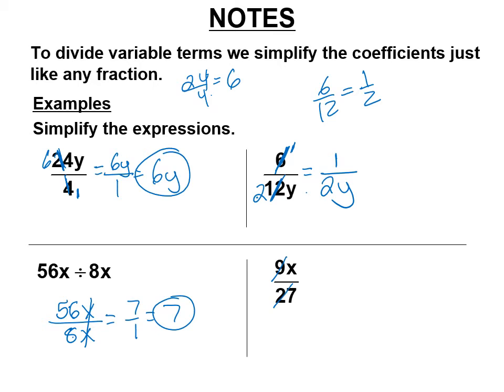Nine 27 simplifies to 1/3, so we have 1 times x, or x in the numerator, 3 in the denominator, x over 3, right, x over 3. We don't say x thirds. I almost did, but that's not a thing.